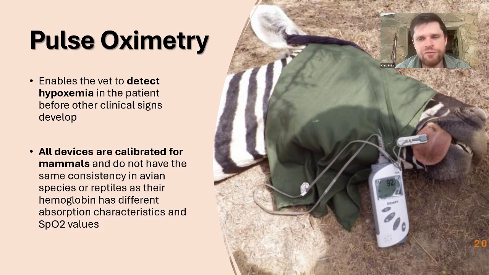With the pulse oximetry, if you can get your hands on one, it certainly is very, very useful. It basically allows us to detect how hypoxic that animal is. It does have limitations. I'm not going to get into the limitations now.